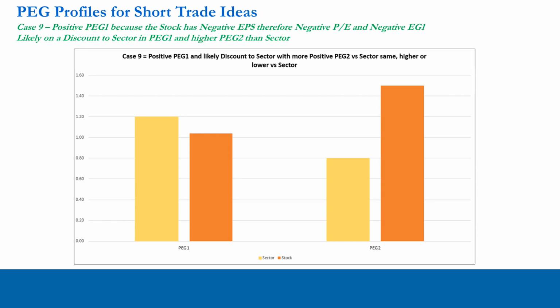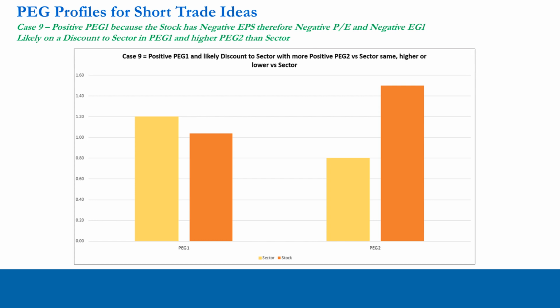For our case number 9 profile, when we're looking through a short ideas lens, in PEG 1, we are again going to have a positive PEG ratio because of the double negative, because the stock has negative EPS in period 1, so it has a negative PE ratio and it has negative earnings growth. But it's likely that our PEG 1 for the stock is going to be lower than the sector, because when we're doing the double negative division, the negative for earnings growth is a very big number.